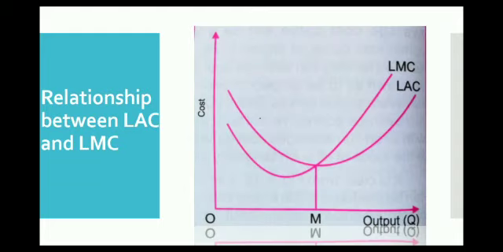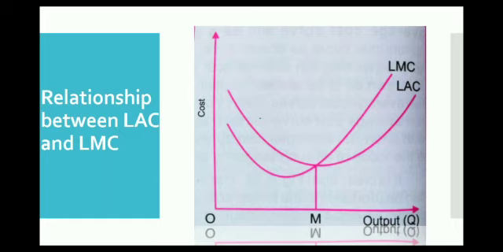Next, relationship between LAC and LMC, that is the long run average cost curve and long run marginal cost curve. You see here in this figure, when the LAC curve falls, the LMC curve will lie below the LAC curve. The LMC curve passes through the minimum point of the LAC curve. When the LAC curve rises, the LMC curve will remain above the LAC curve. The U-shape of the LAC curve implies the U-shape of the LMC curve. This is different in nature from the short run, where the U-shape of the marginal cost curve implies the U-shape of the average cost curve.